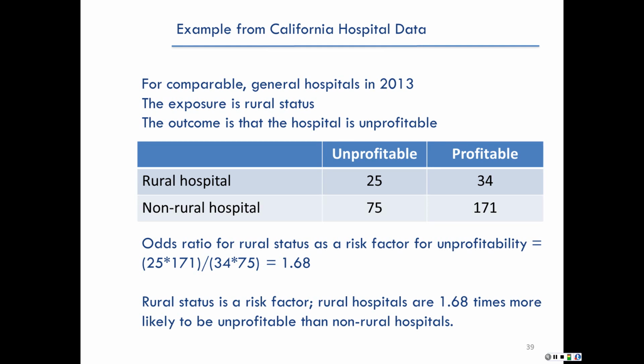So the odds ratio for rural status as a risk factor for unprofitability is 25 multiplied by 171, so that's A multiplied by D, and then divided by 34 multiplied by 75, that's B multiplied by C, and we get an odds ratio of 1.68. So rural status is a risk factor. You can take that to mean rural hospitals are 1.68 times more likely to be unprofitable than non-rural hospitals.